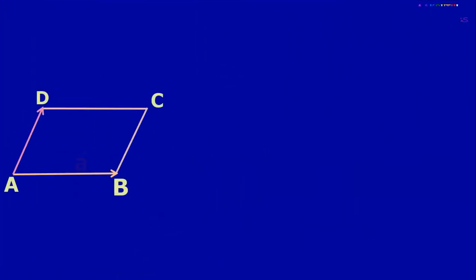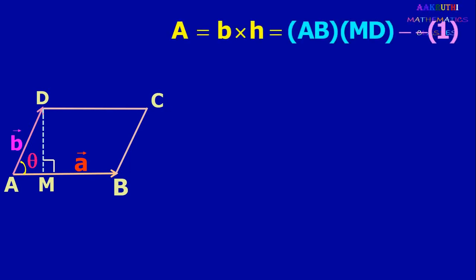Consider a parallelogram ABCD and AB vector is A vector and AD vector is B vector. Now here we take angle DAB equal to theta and draw one perpendicular DM. So DM is perpendicular to AB. So we know that area of parallelogram is base into height. So here base is AB and height is MD. Therefore, area of this parallelogram is AB into MD. Take it as equation 1.